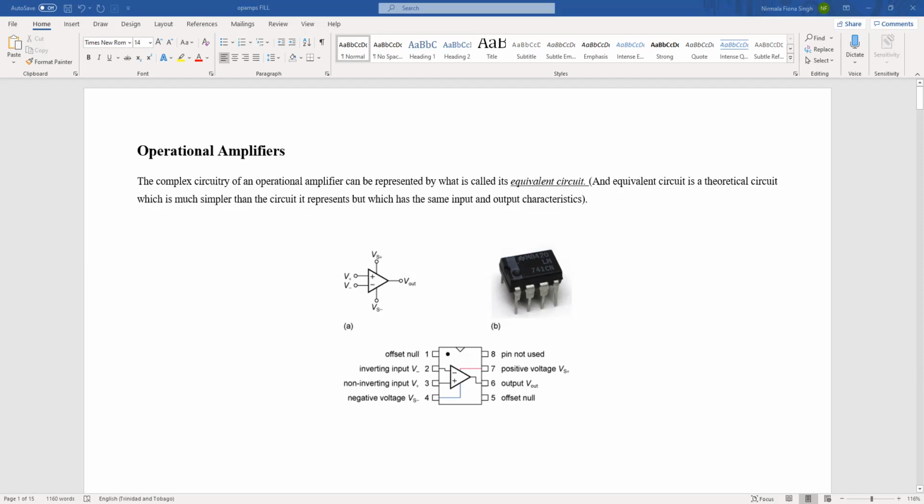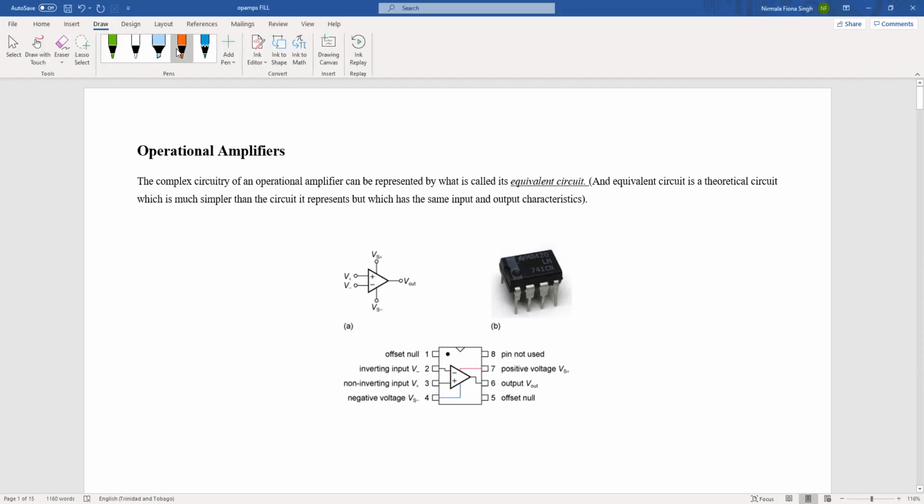Today we are going to start the very brand new topic of operational amplifiers. Now, what an operational amplifier is, the words tell you what it is. It's essentially a little chip that is used to increase the magnitude of a signal.